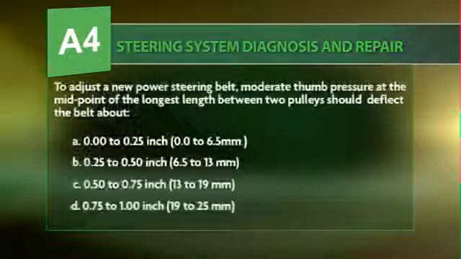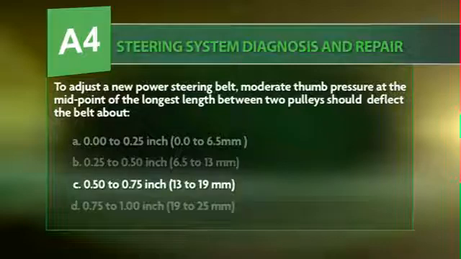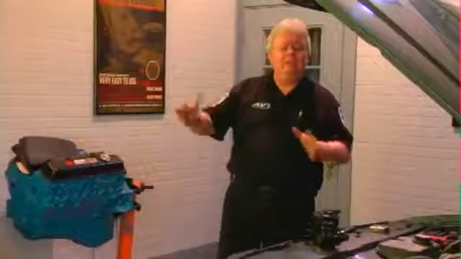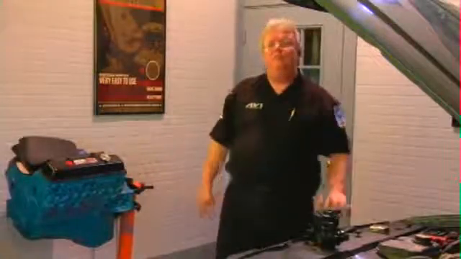The correct answer is C, about 1/2 to 3/4, or 0.50 to 0.75 inches just prior to moving the tensioner. If you can get somewhere in between there, the belt is the right tension.